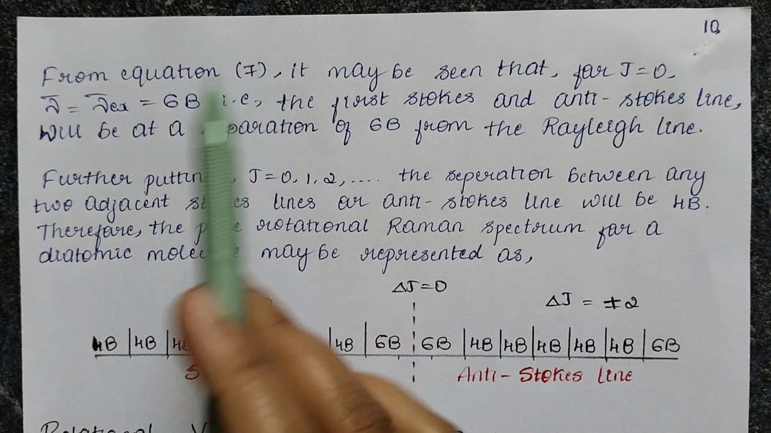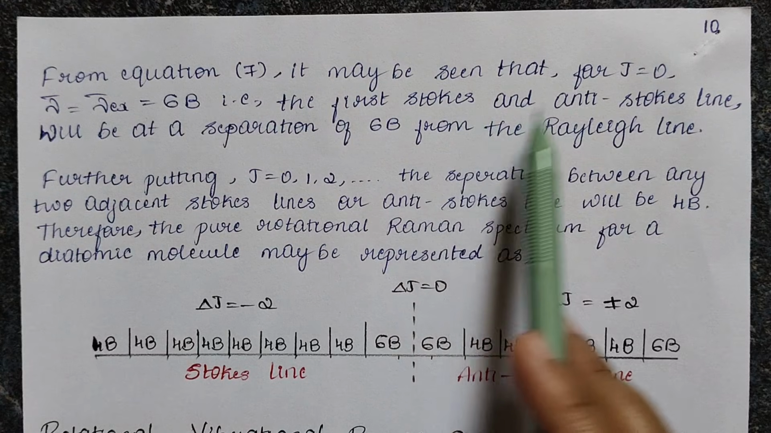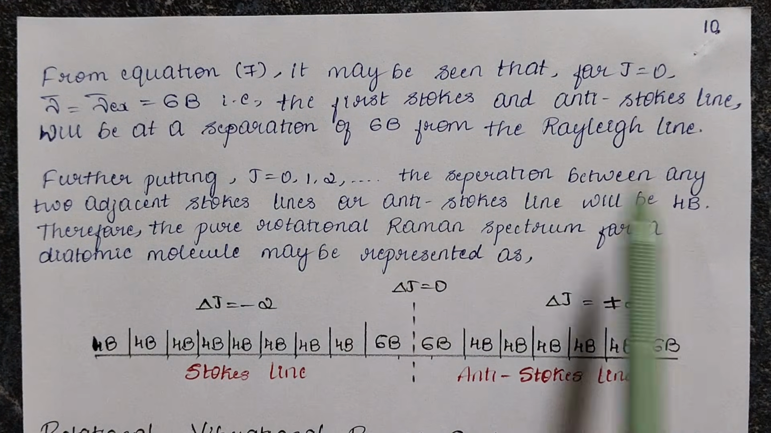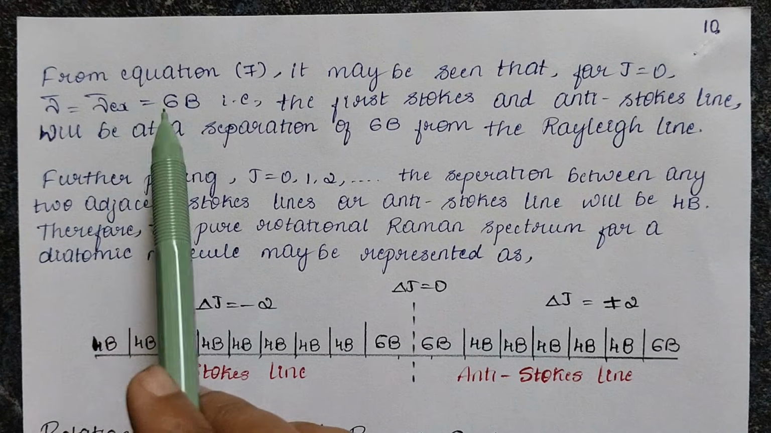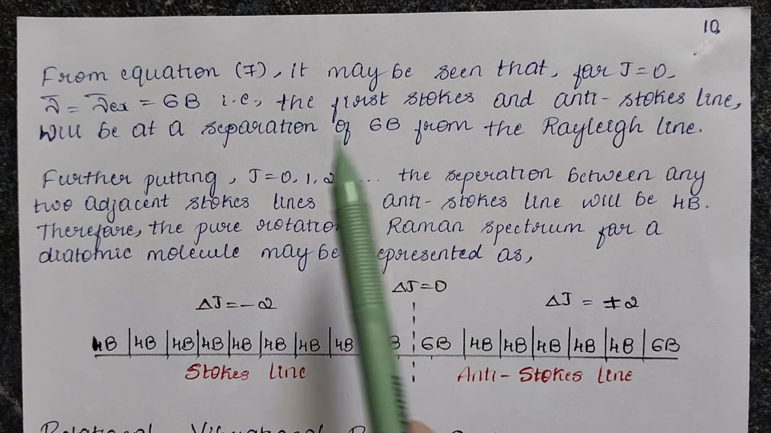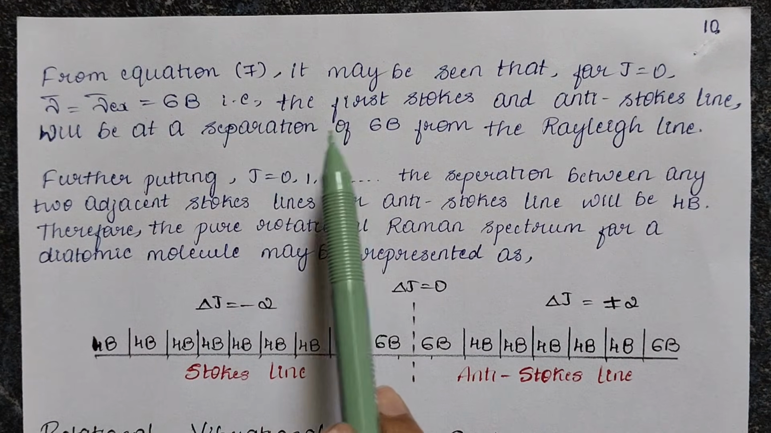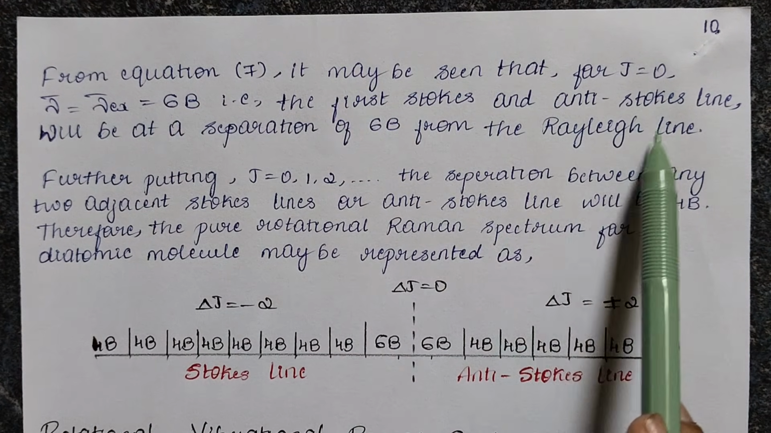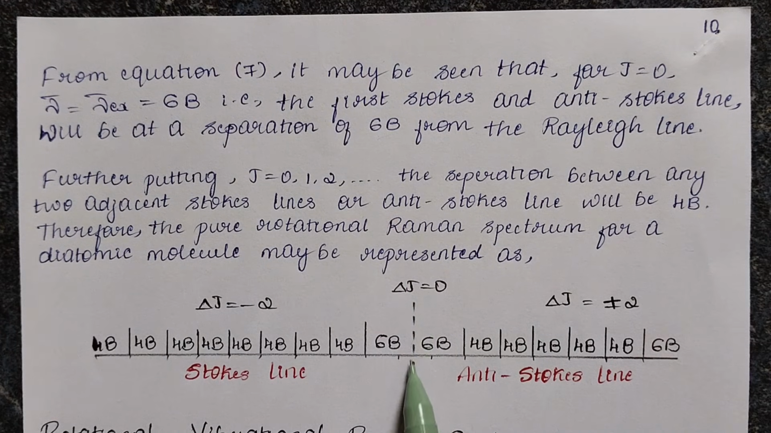From equation number 7, that is mu bar is equal to mu bar Ex plus or minus 2B of 2J plus 3, it may be seen that for J is equal to 0, that is mu bar is mu bar Ex plus or minus 6B, the first Stokes and anti-Stokes line will be at the separation of 6B from the Rayleigh line, that is the value is 6B. So the distance for the first will be 6B.